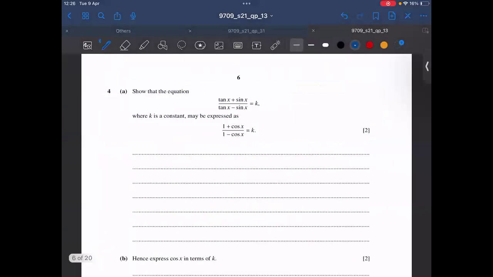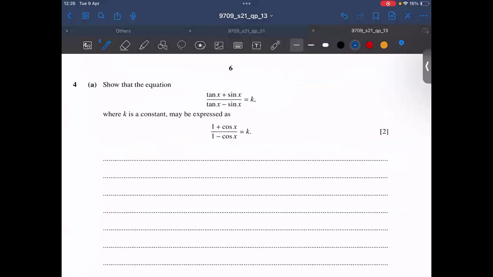Question 4. Here we'll show that the equation, with tan x as sine x over cos x, plus sine x divided by sine x over cos x minus sine x, equals k.